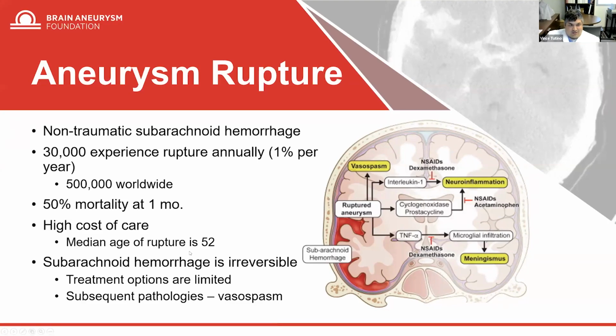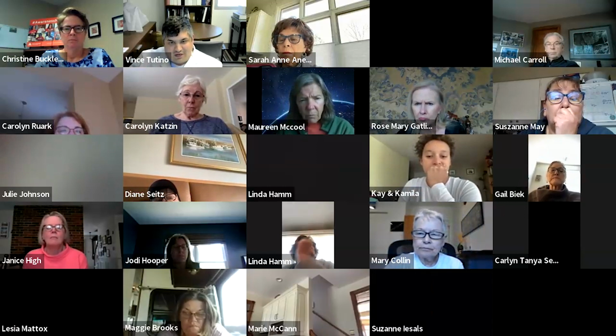And the median age of those that experience rupture is 52, meaning that these people are taken during the prime of their life, when they're still working, when they have a family. So the societal cost is also very high. And it's also irreversible, the hemorrhage, because the treatment options after this are very limited, and there's a high chance of subsequent pathologies like we talked about, like vasospasm. So that's in general some of the demographics and comorbidities surrounding aneurysm.